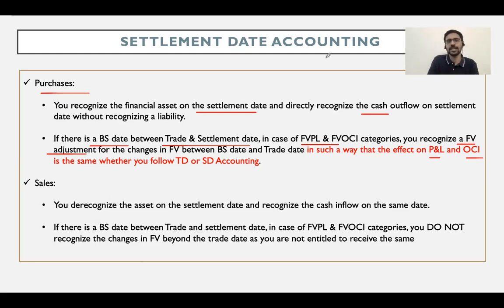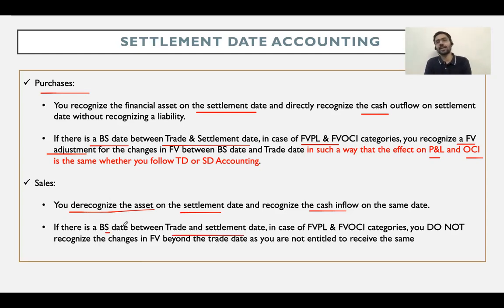In case of sales under settlement date accounting, you will de-recognize the asset not on the trade date, but on the settlement date, and you will directly debit the cash account rather than debiting a receivable account like you did in trade date accounting. Here, you recognize the cash inflow directly, and de-recognize the asset on the settlement date itself. Again, if there is a balance sheet date, let us say you have sold an asset on 30th of March and the settlement date happens to be the 1st of April. Therefore, you've got a balance sheet date between trade and settlement date.